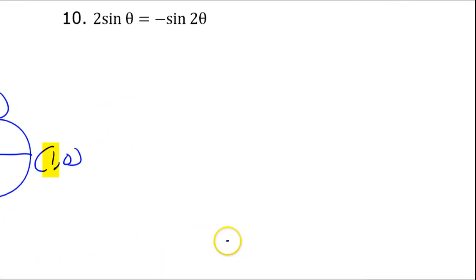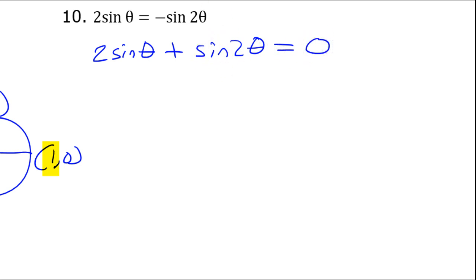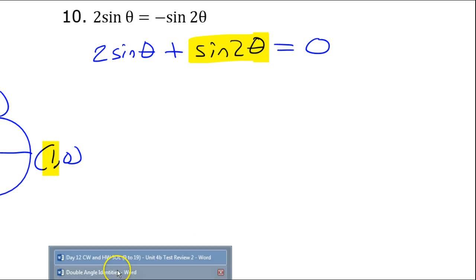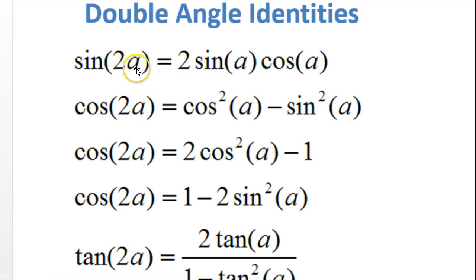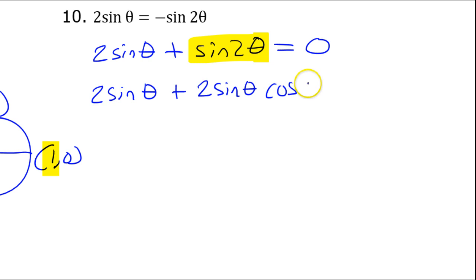All right, taking a look at problem number 10. I am going to add sine 2 theta to both sides. So that will give me 2 sine theta plus sine 2 theta is equal to 0. So I've got this double angle expression, so I'm going to use my double angle identity. Sine of 2 theta will equal 2 sine theta cosine theta. So I'll bring this down, 2 sine theta, but this will become 2 sine theta cosine theta.